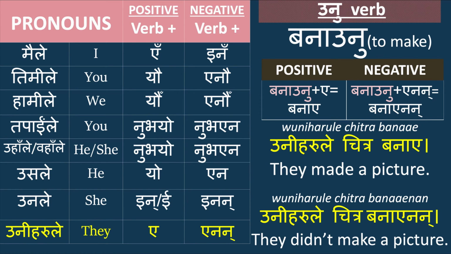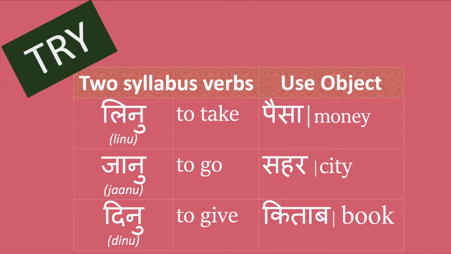So that was all on simple past tense. For more practice, you can use two-syllable verbs and these objects: linu, which means to take. Paisa means money. Janu means to go. Sahar means city. Dinu means to give. Kitab means book. You can use these verbs and objects in your sentences to try the simple past tense conjugation table.